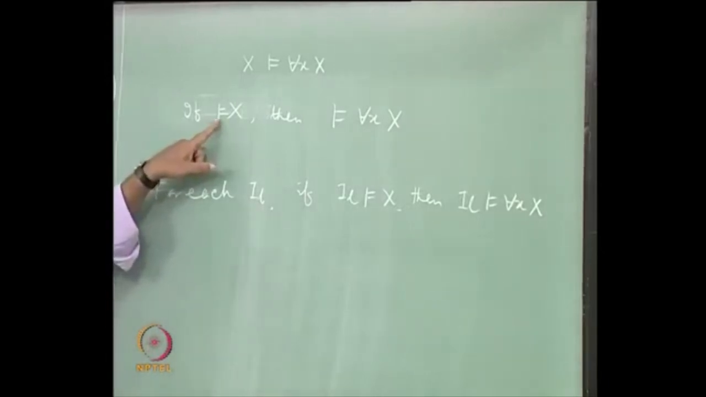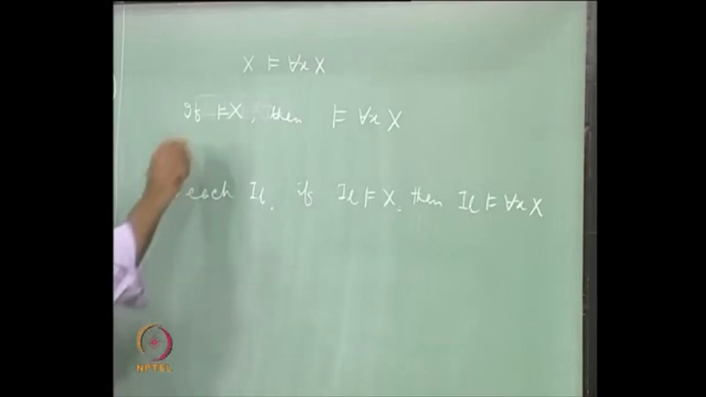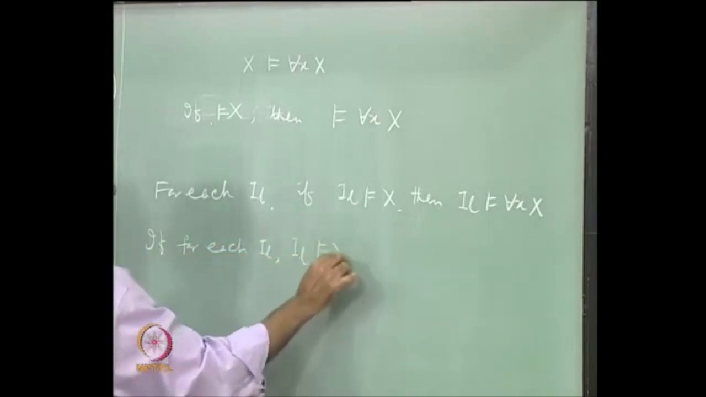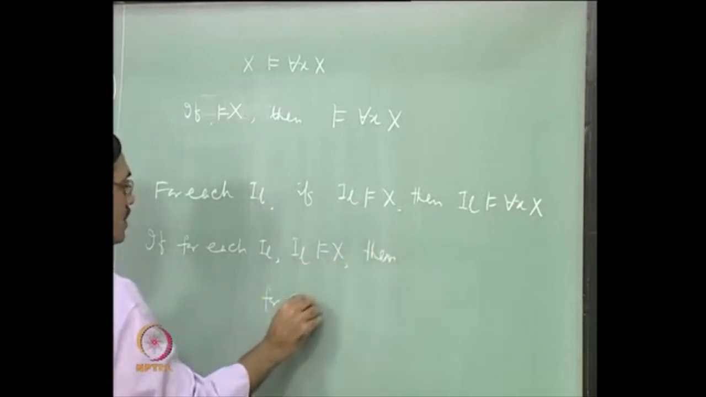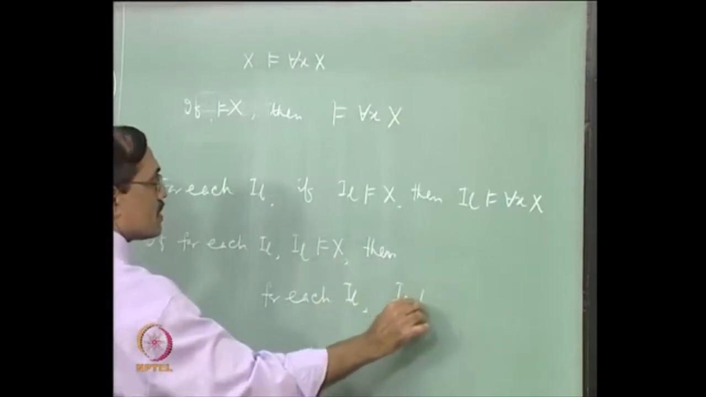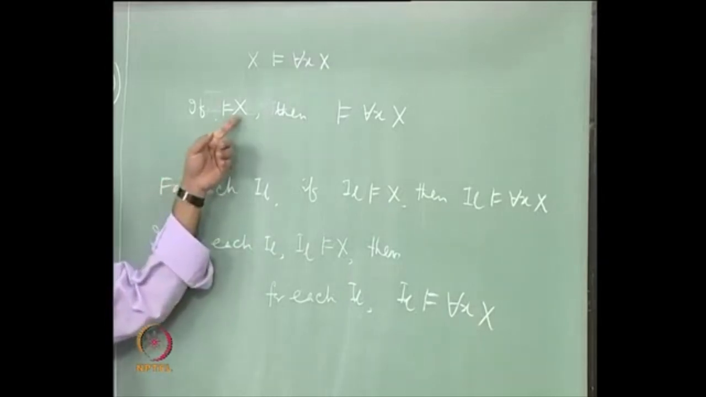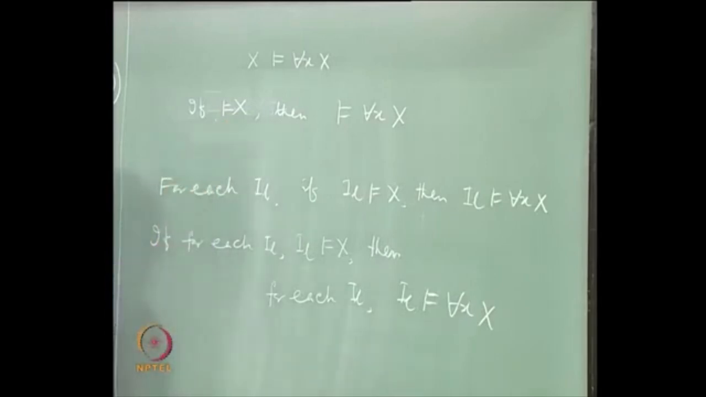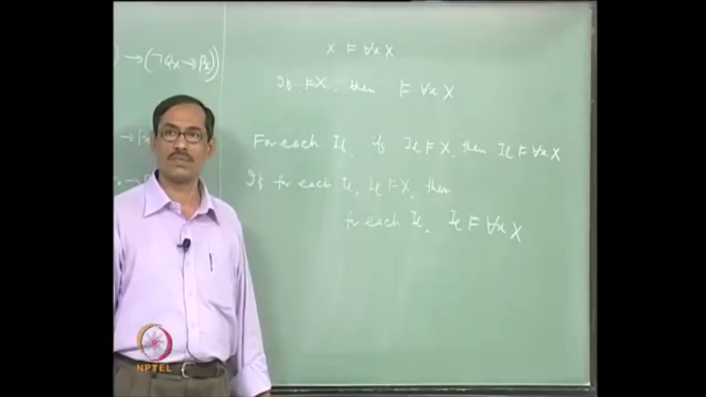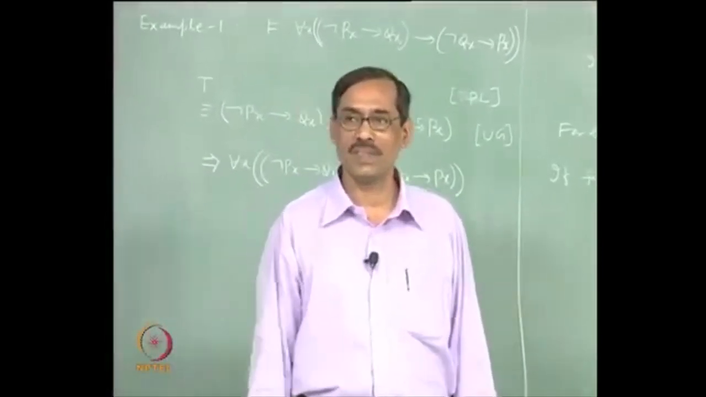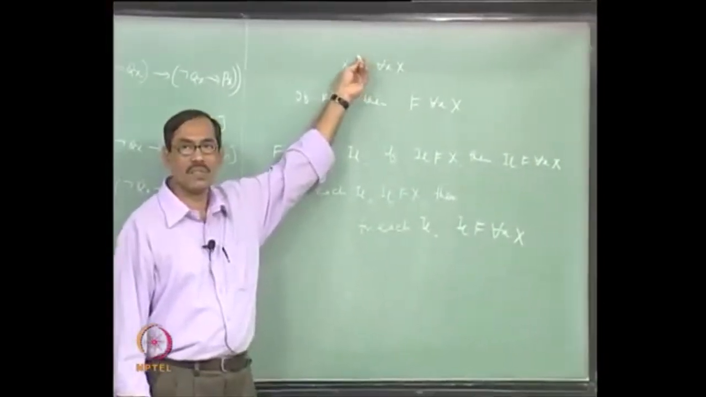What does this say? Now, if-then and this for each are interchanged. This says if for each IL, IL satisfies x, then for each IL, IL satisfies for each x, x. Right? So there is some difference. This can be vacuously true if there is one state which falsifies it. Right? For example, I say if Px is valid, then Qx is valid. That is true, right? Because Px is not valid. Is it okay? So it can be very vacuous. But this one is stronger. If this holds, then this will hold.